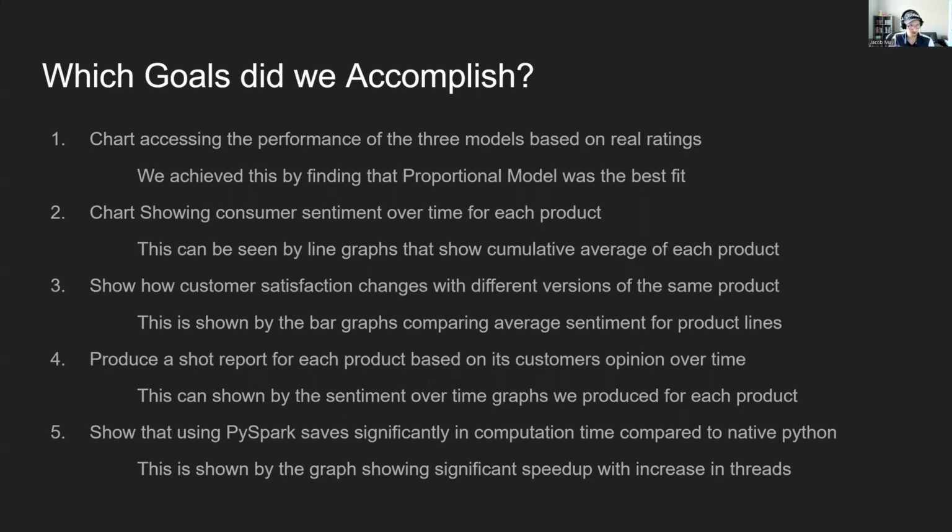To conclude, we will briefly recap all the proposed project goals and how we completed them. Our goal to find which sentiment model was best was accomplished, and our data showed that the proportional model was superior. We were able to produce sentiment over time charts for each product using this proportional model. And we were also able to compare sentiment of the products within the same product lines using the bar graphs. Using the sentiment over time graphs, we can see at a glance how consumer opinion changed for each product.